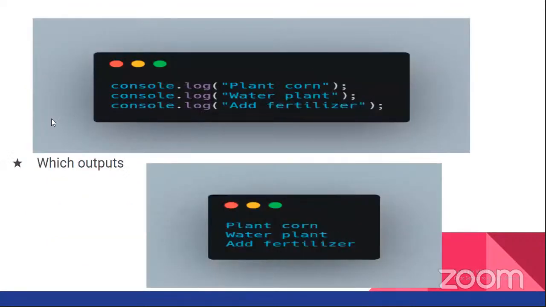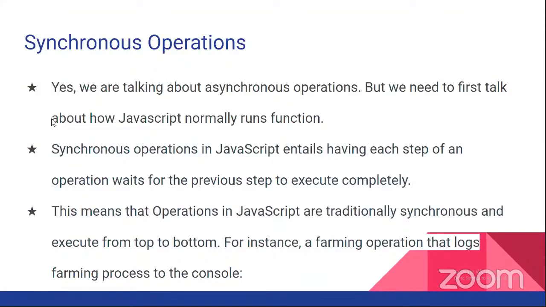JavaScript operates synchronously. That means it operates from top to bottom. For example, a synchronous operation is a kind of operation that will have to wait for the list of functions to execute one after another. Let's give a real life example.